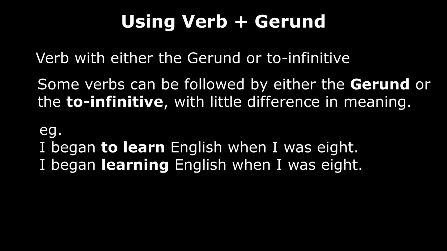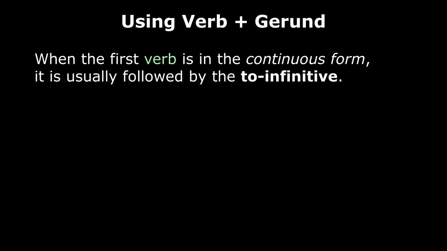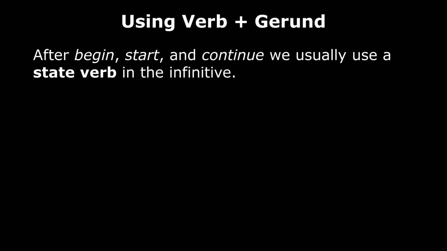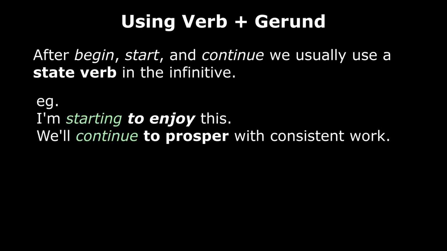For example, I began to learn English when I was 8. I began learning English when I was 8. When the first verb is in the continuous form, it is usually followed by the to infinitive. For example, I'm starting to feel good about this. I'm learning to do this in a better way. After begin, start, and continue, we usually use a state verb in the infinitive. For example, I'm starting to enjoy this. We'll continue to prosper with consistent work.